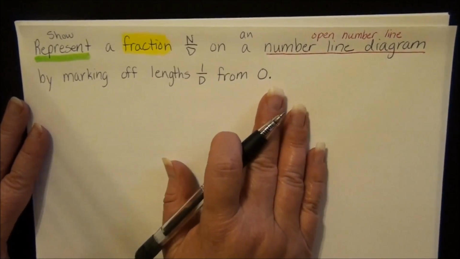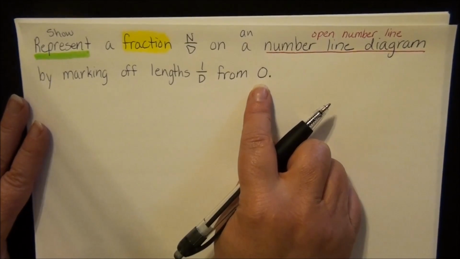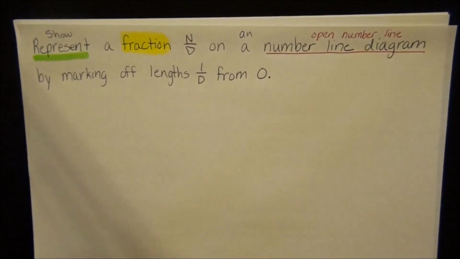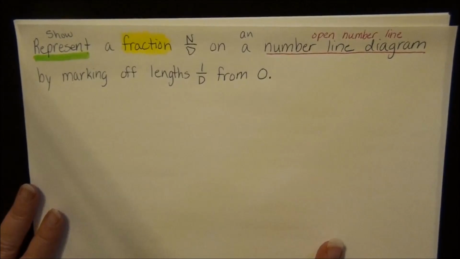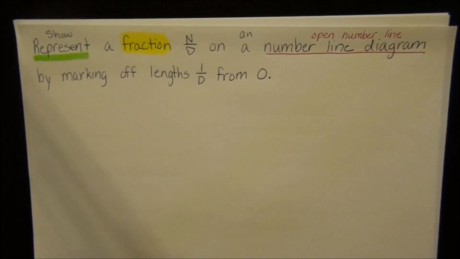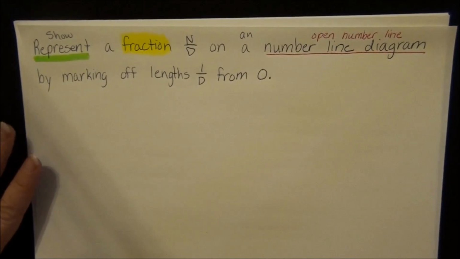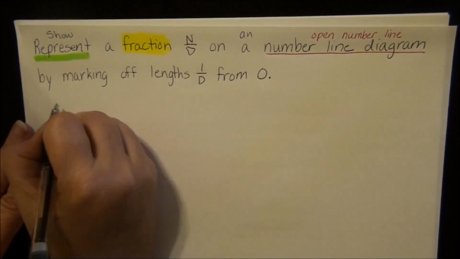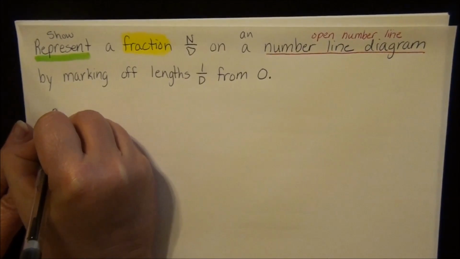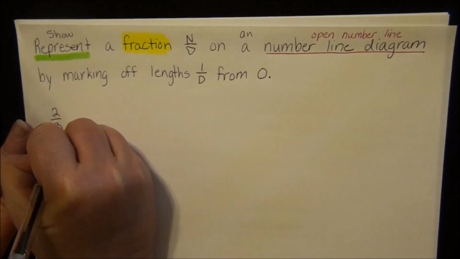So this is all stuff we've seen before. We talked about 0 being the starting point yesterday and all that. So here we go. We're going to do this again, but we're just going to take the difficulty up one little tiny bit. Okay, so our first fraction that we are going to show is 2/3.